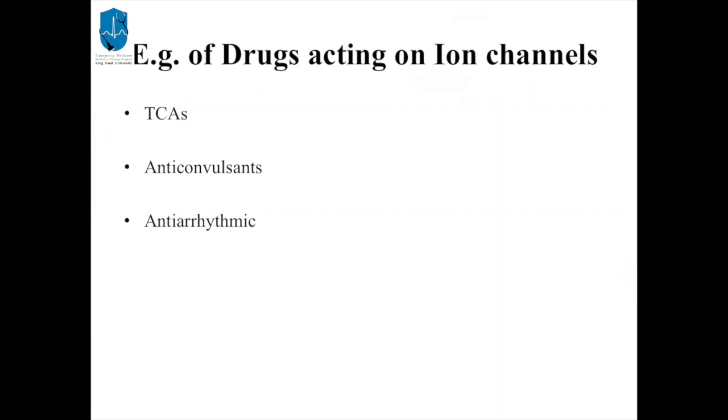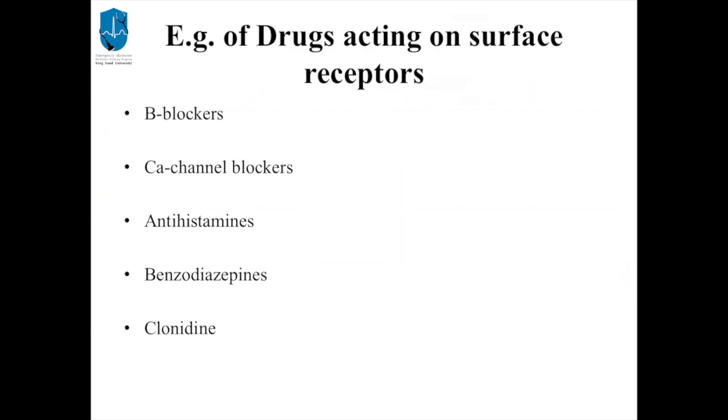Drugs that act on channels that we expect them to cause symptoms early are like TCAs, anticonvulsants, and antiarrhythmics, because most of these act on channels. The TCA acts on the sodium channels, also on the potassium channel, and the anticonvulsants act on the sodium channels, antiarrhythmics, some of them on the sodium, some of them on the potassium, some of them on multiple channels. So these will have early onset.